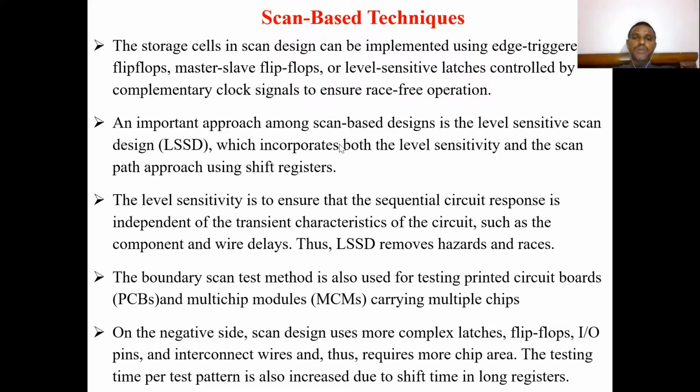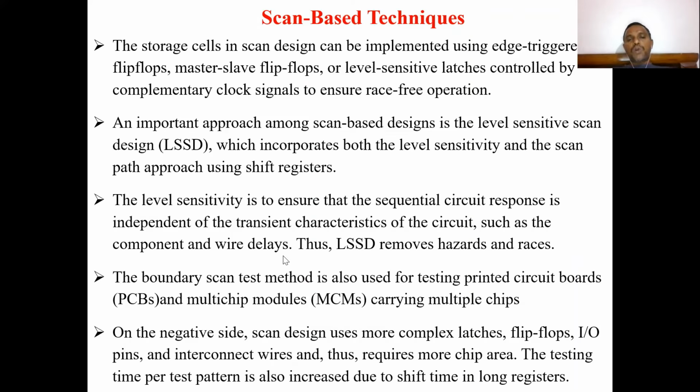An important approach among scan-based designs is level-sensitive scan design, which incorporates both level sensitivity and the scan path approach using shift registers. What we discussed is that level sensitivity ensures that the sequential circuit response is independent of the transient characteristics of the circuit, such as the component and wire delays.